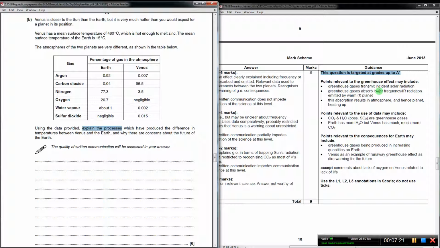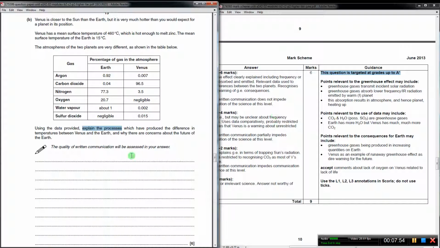So, the basic idea is that the greenhouse gases transmit, so they let through the radiation coming directly from the sun, but they absorb the infrared radiation that's given out by the planet that's been warmed by the sun's rays. And that results in absorption in the atmosphere, and the planet stays warmer because it's trapping the energy that would otherwise be radiated out into space, this infrared radiation coming from the warm planet. Okay, so that's the explanation of the greenhouse effect.